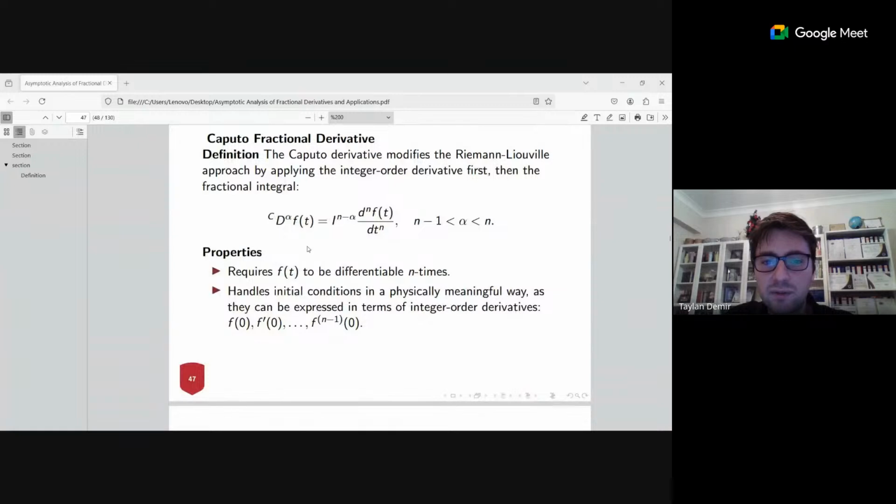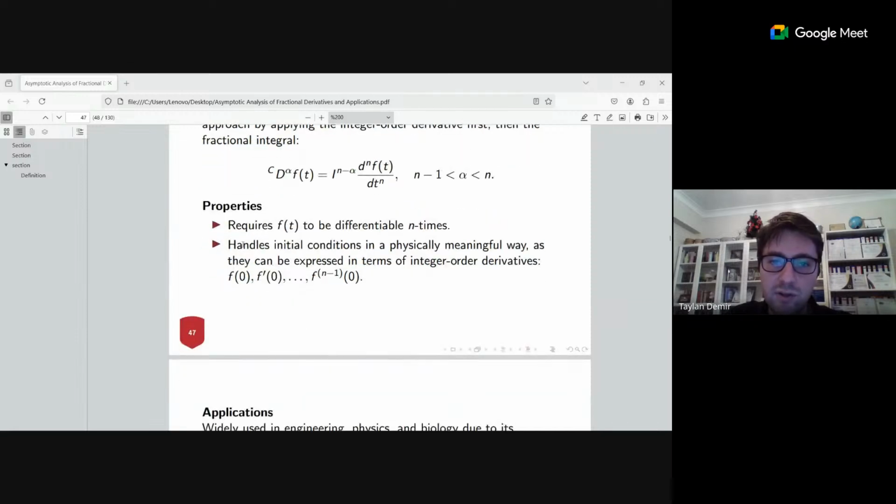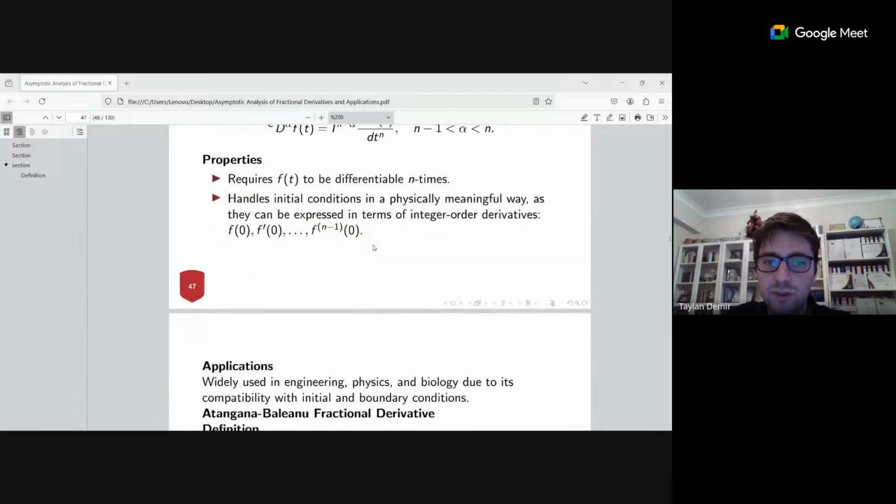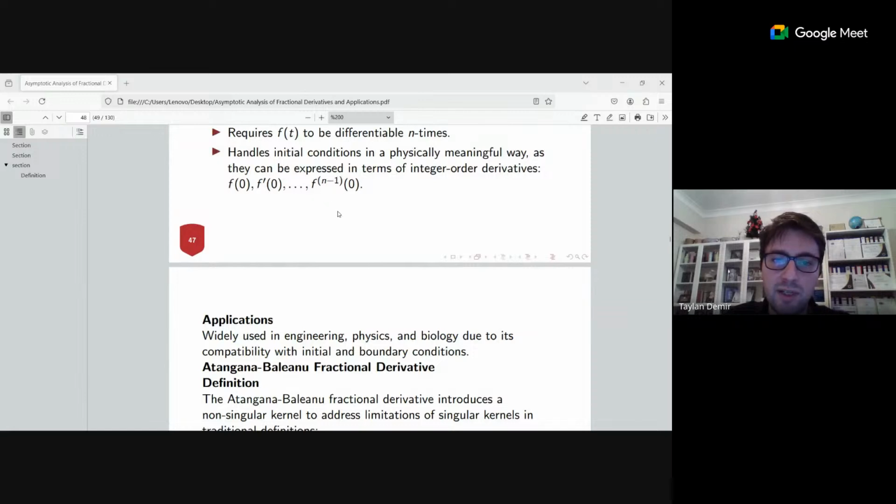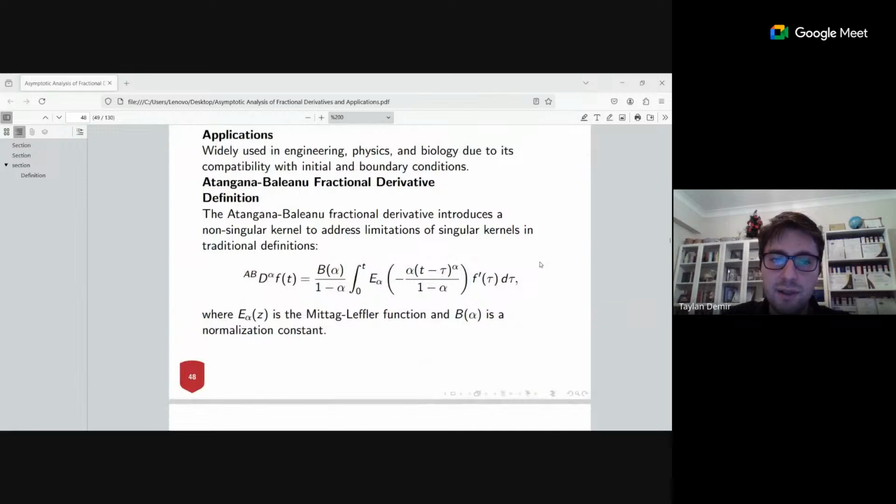And the Caputo fractional derivative is here. Similarly, alpha is between n minus 1 and n. We modify the Riemann-Liouville approach by applying the integer order derivative first, then the fractional integral is here. As for properties, it requires f(t) to be differentiable n times. The second rule is that it handles initial conditions in a physically meaningful way, as they can be expressed in terms of integer order derivatives: f(0), f prime(0), up to f to the power n minus 1 at 0. Applications I said in the previous chapter. Similarly, besides the Atangana-Baleanu fractional operator, we can apply the Caputo and Riemann-Liouville fractional operators in engineering, physics, and biology due to their compatibility with initial and boundary conditions.